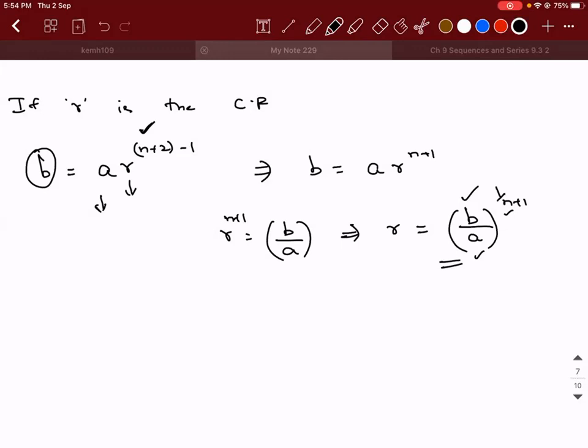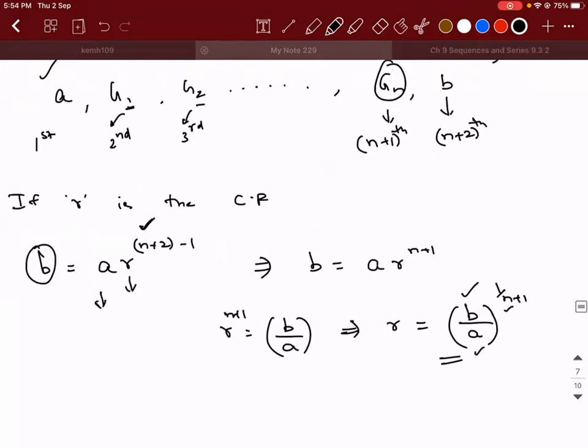Easy, right? Simple, right? Please copy it, guys. If there is any doubt while copying, please let me know.